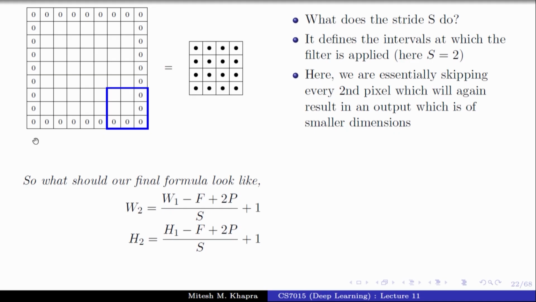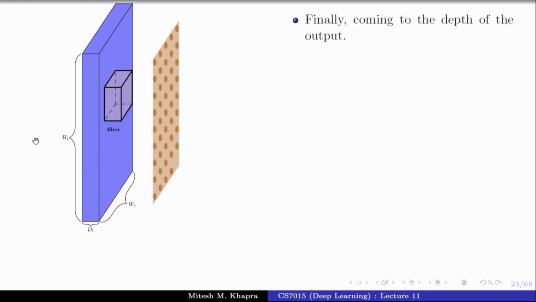Is that okay? Don't worry about this extra 1 here and there. Whatever width I get, I'll just divide it by 2, because I'm only placing it at every alternate pixel. If the stride is 3, it will get divided by 3. If the stride is 4, it will get divided by 4. Everyone gets that? Okay, so now we are done with width and height.